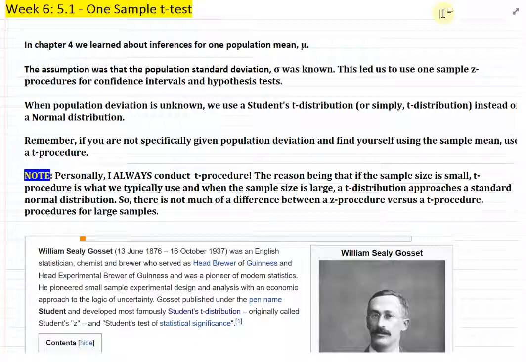Also, even if sigma is given to you, which again, the more realistic case is that you're not given sigma, the population standard deviation, if you use a T procedure when the sample size is large, it turns out that it really doesn't make a difference. The primary reason is that for large samples, a T distribution approaches a standard normal distribution, as we will see in some of the sketches that are coming up.